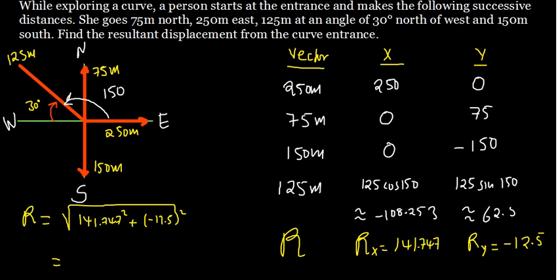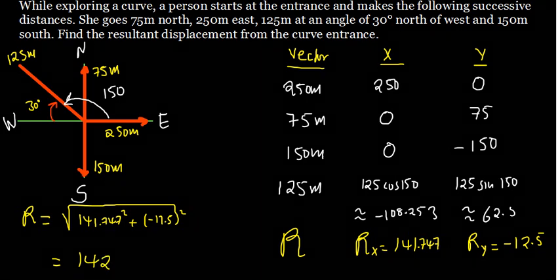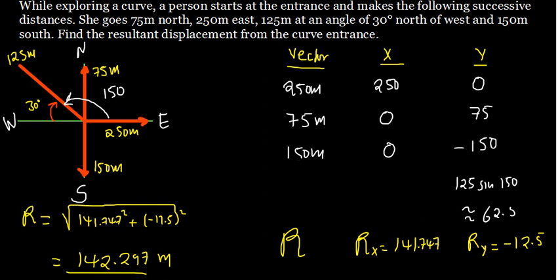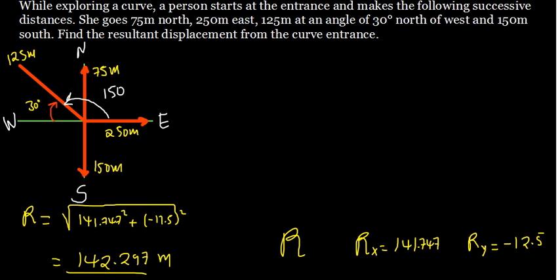So this is going to give us 142.297. This one has been given in meters, so that would be meters. Now, you know that a vector should have magnitude and direction. What we have found is just the magnitude. If you forget to find the direction, then you are donating some marks to the marker. So you always need to find the direction for a vector.